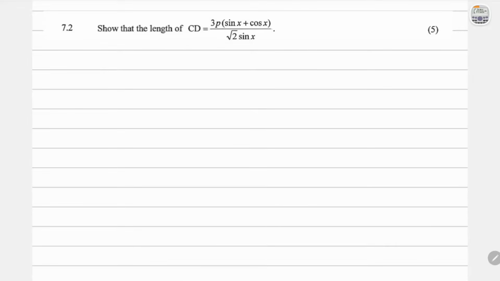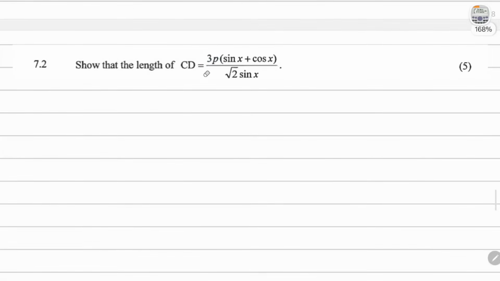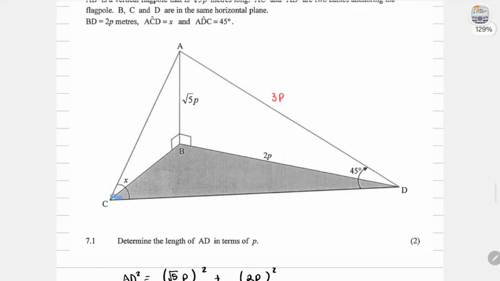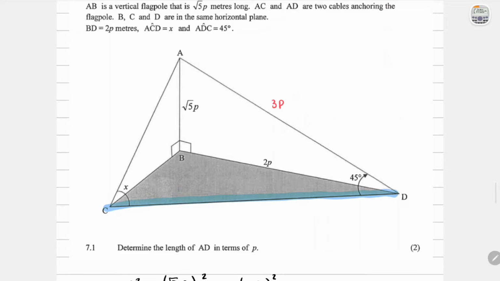Question 7.2 says, show that the length of CD is equal to this. So we just need to find CD. CD is over here, and we need to use a triangle that has dimensions available, like angles and sides. Using this one on the bottom is not a good idea right now because we don't have any angles there. The only side we have is BC, and that's about it. So let's focus on using this bigger triangle over here.